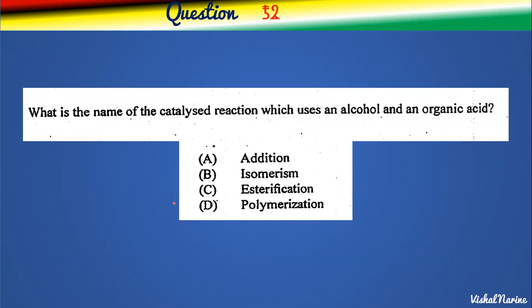Question 52. What is the name of the catalyzed reaction which uses an alcohol and an organic acid? So alcohol plus a carboxylic acid, or an organic acid. What will that produce? That's correct. It is going to produce an ester, or we call the process esterification. So we have here ester and H2O.